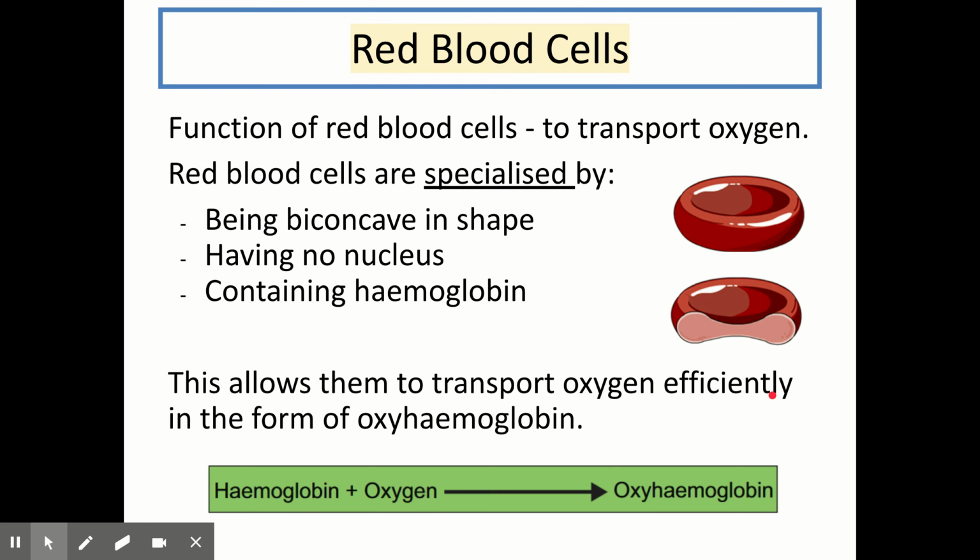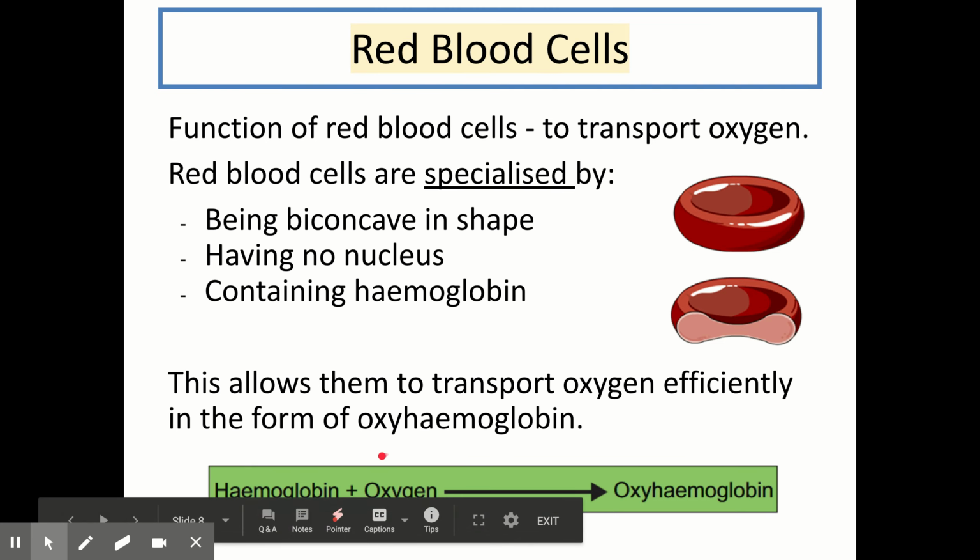Then the red blood cells travel around the body, and when they get to the tissues, groups of cells, remember, that need oxygen, they'll release the oxygen to them, and the oxyhemoglobin will go back to being hemoglobin inside the red blood cells, and it means that red blood cell is now ready to go and pick up some more oxygen again.